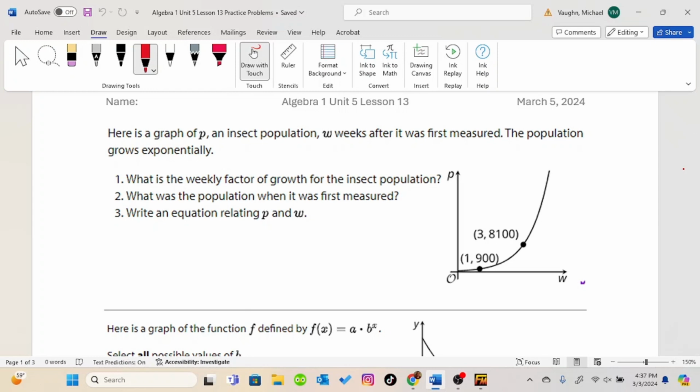These are the practice problems for Algebra 1, Unit 5, Lesson 13. This will be the last lesson before the mid-Unit 5 test, which will be Monday.